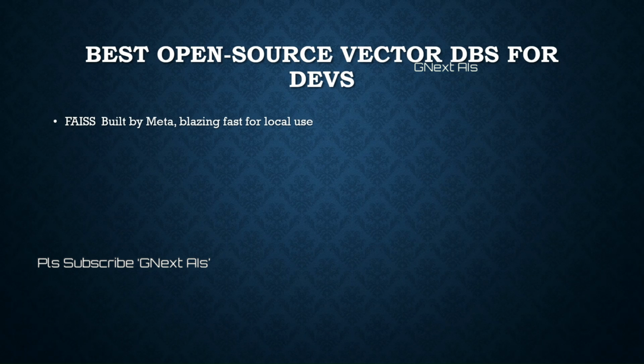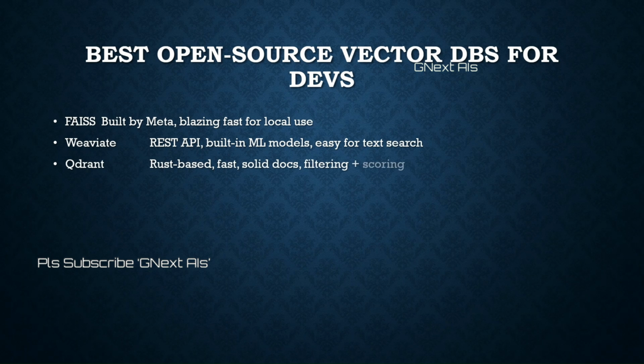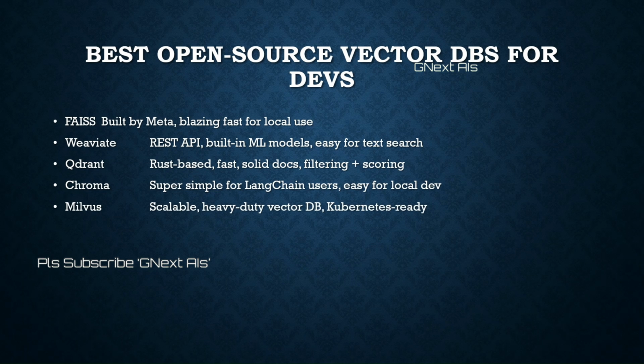So the best open source vector DBs for developers are here. FAISS, built by Meta, is blazing fast for local use. Then Weaviate, which has REST APIs, built-in ML models and is easy for text search. Qdrant is Rust based, fast, with solid docs, filtering plus scoring. Then Chroma is super simple for LangChain users and easy for local developers. Then Milvus is a scalable, heavy duty vector DB, and it is Kubernetes ready.